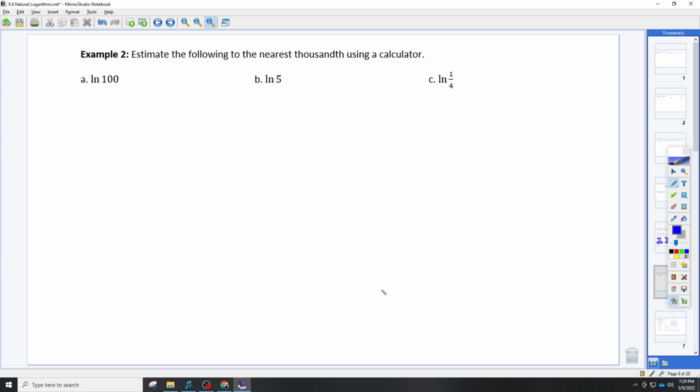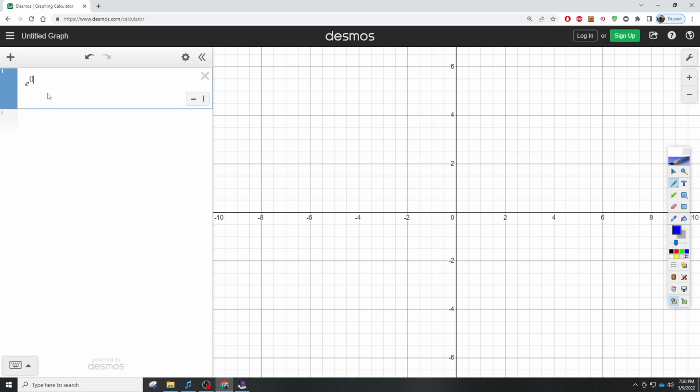Now, example 2: estimate the following to the nearest thousandth using a calculator. You can use Desmos for this one, and you can also use the calculator at school. There is an ln button on the calculator, which is capital Ln. I think it's right below the log button on the left. So let's try these. Do ln of 100, and that is 4.605.